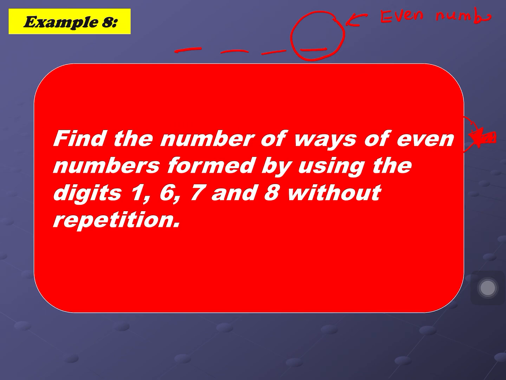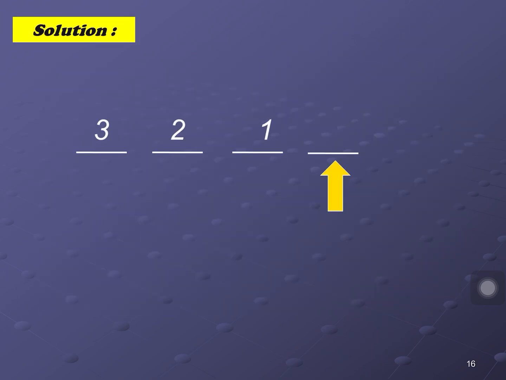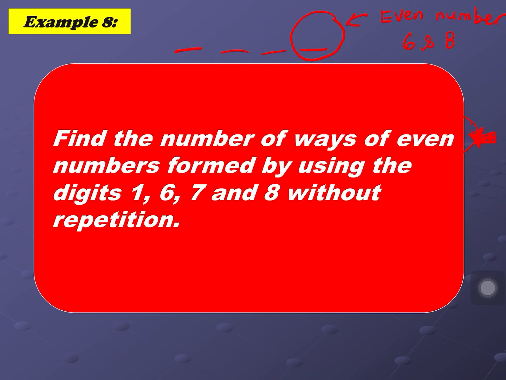The last number must be an even number. In this case, how many even numbers do we have? So we have 2 even numbers, which is 6 and 8, right? So how to solve this? Okay, so this is the solution.